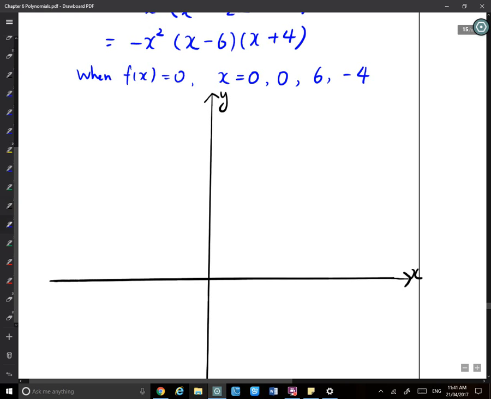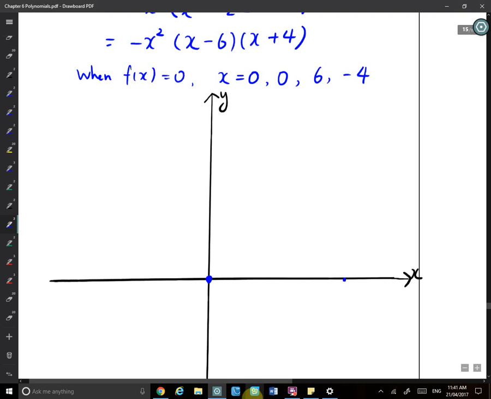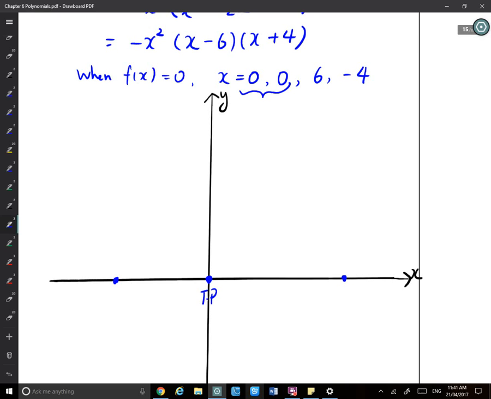Let's label those points. You have 0, 0. You have 6, 0, and you have -4, 0. Okay, tell me if you have two repeated solutions in cubic, what that point will become? Turning point. So that will still be a turning point. It will still be the same as what you do for the cubic. And you have y-intercept is 0, 0 as well.